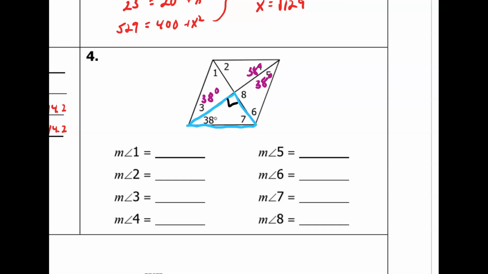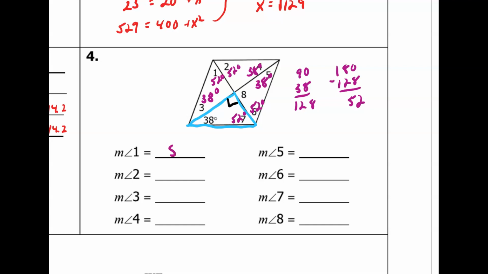We know that the three angles of a triangle add up to 180, so if we add the 90 and the 38, we get 128, and then we subtract that from 180. We're just doing what we've been doing for a while, finding the third angle in a triangle. So this is 52. So here is 52, and these are all 52. And there we go.